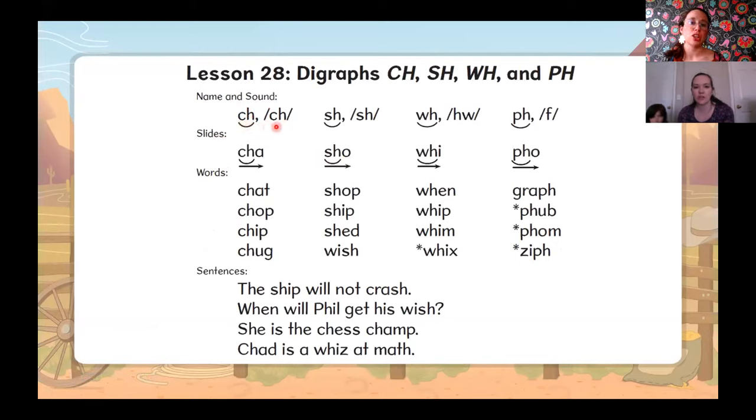C-H. And we're going to go down. The digraph is? Ch. Words are? Chat. Chop. Chip. And? Chug. Good. The S-H digraph. Let's do it. S-H.